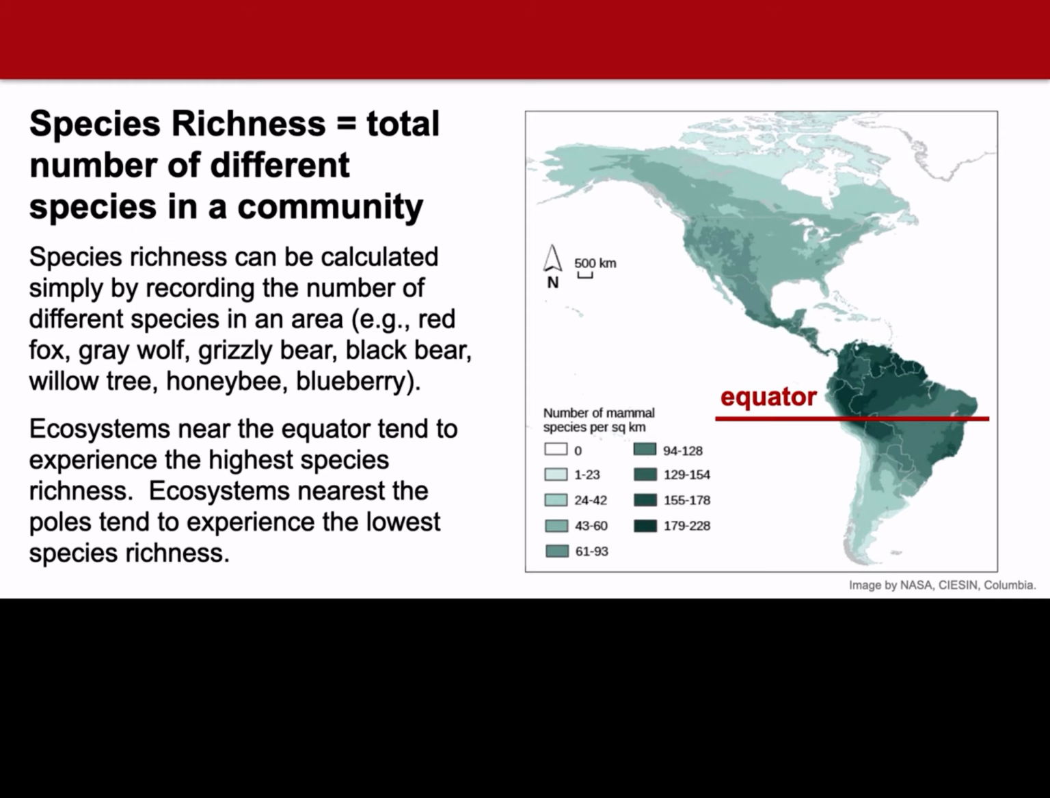One way in which we can measure community structure is to evaluate the species richness. Species richness refers to the total number of different species in a community. This can be calculated simply by counting the number of different species in an area. Areas near the equator tend to experience the highest species richness, and locations near the North and South poles tend to display lower species richness. The map here shows species richness of mammal species in North, Central, and South America. Notice the higher values, or the darker colors, are found near the equator in more tropical regions.